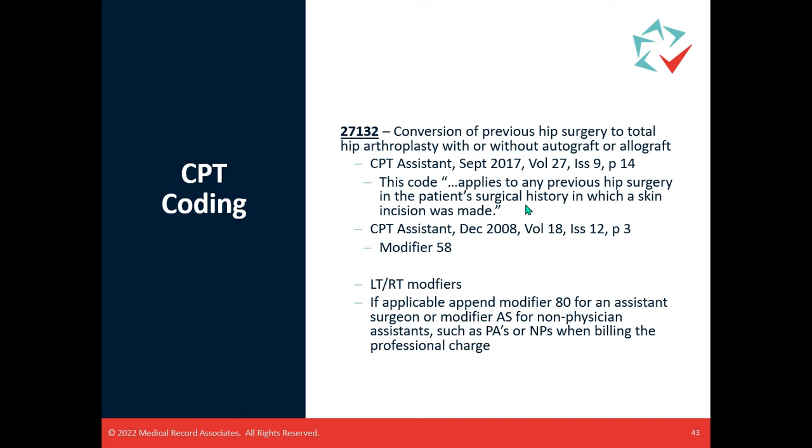This code, 27132, should also be used when a staged procedure is being performed, as is in the case of removing a previously placed spacer and replacing it with the permanent prosthesis. For example, once a prosthesis-related infection has cleared. So this situation is further detailed in CPT Assistant December 2008. And in this case, don't forget to append modifier 58 if the conversion procedure is being performed within the global period of the prosthesis removal procedure.